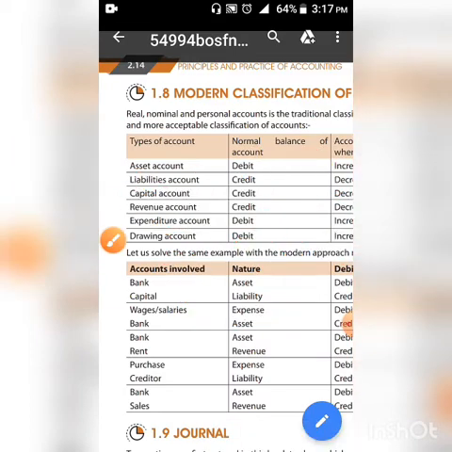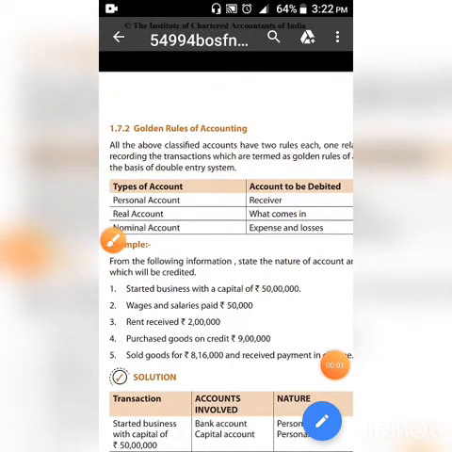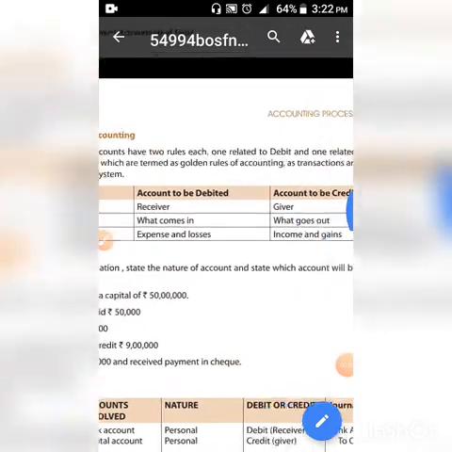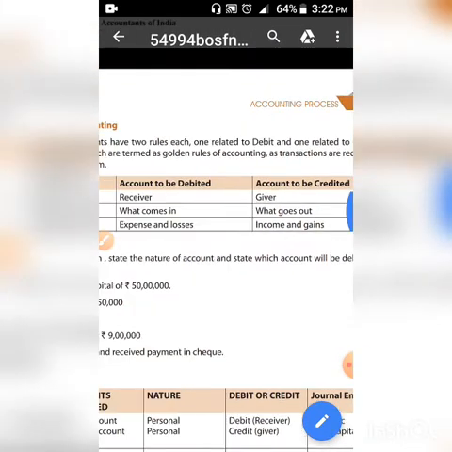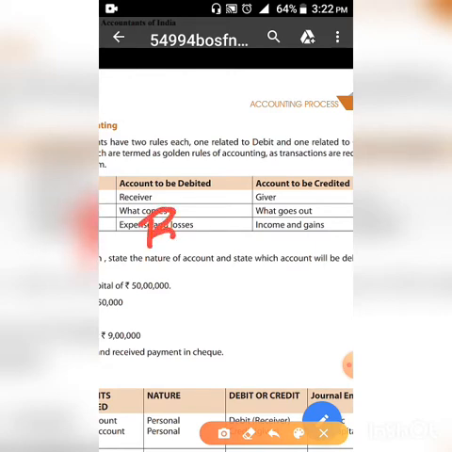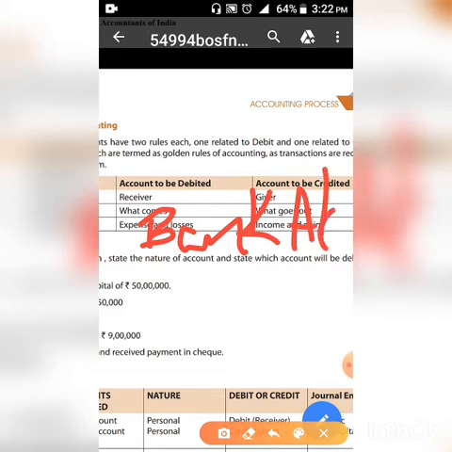Then, in a nominal account, when we have some gains, they have to be credited. So let us take an example. When we receive some interest from the bank, then the entry will be bank account debited to interest account.